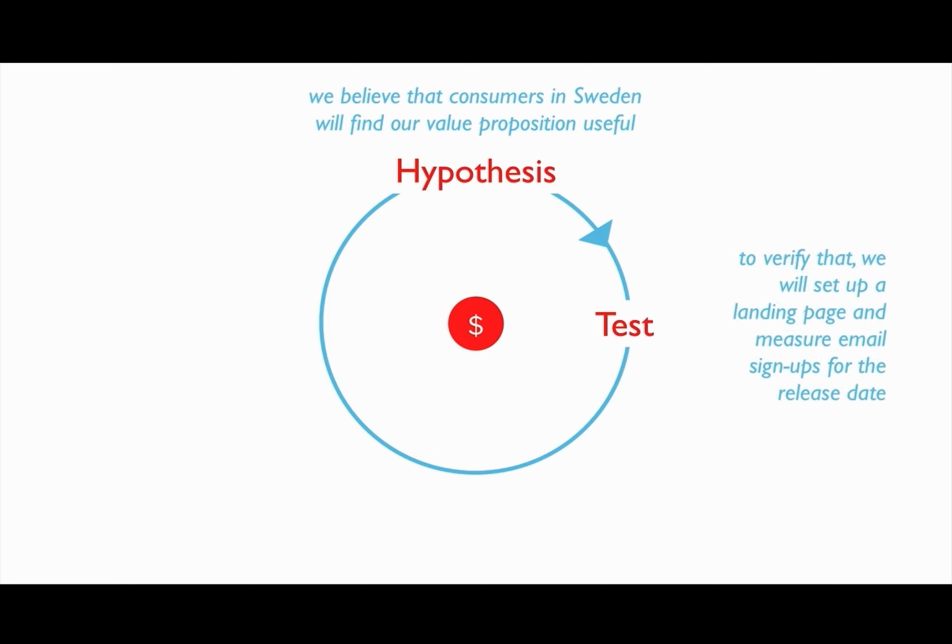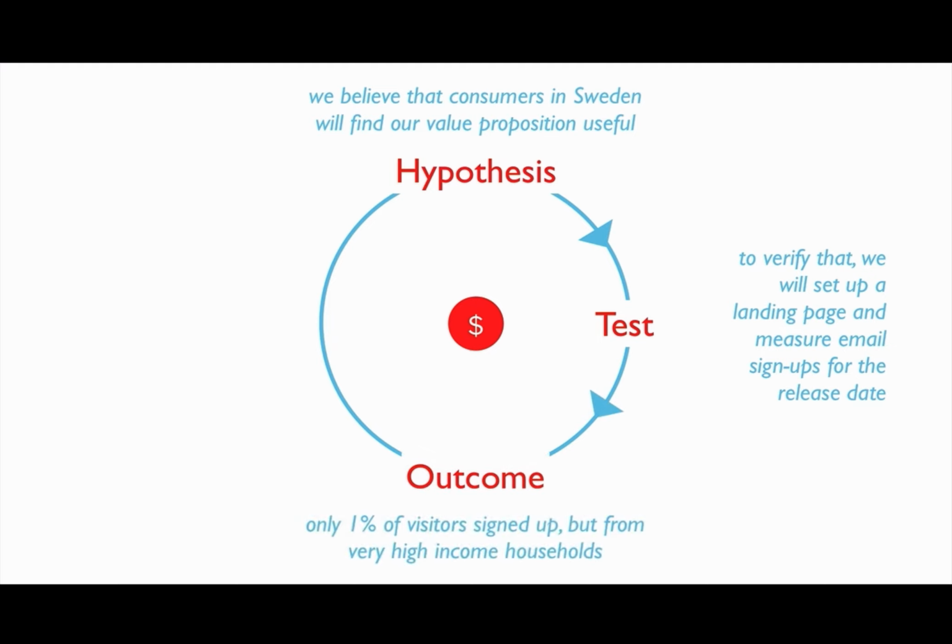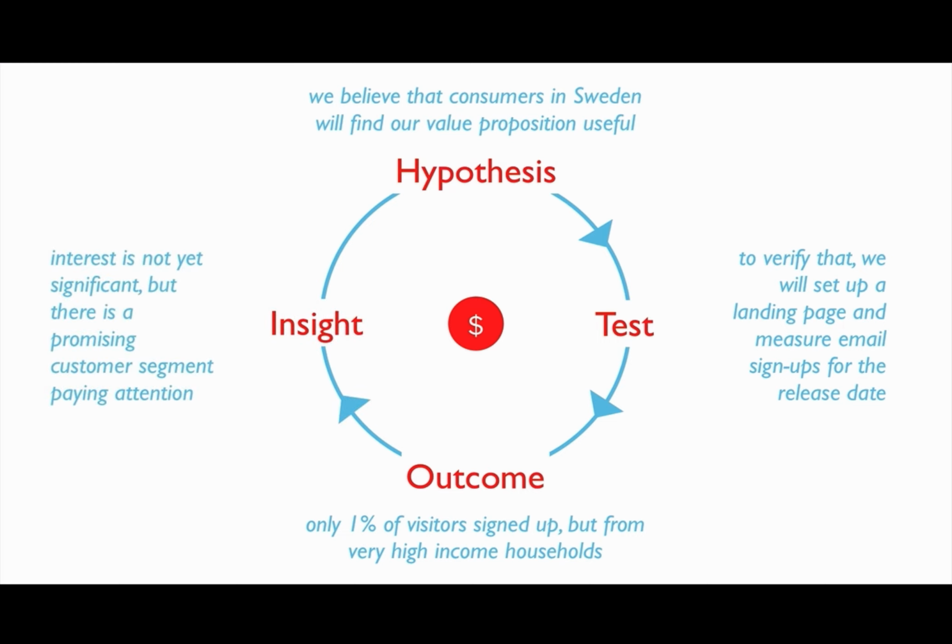We might want to verify that by setting up a landing page and measuring how many people sign up for the release date. And we'll have an outcome. There will be results. So here we might discover that only 1% of visitors actually signed up. But you know what? From very high income households. So that will give us certain insights. And the insight here might be, the interest is not very significant, but there's a promising customer segment paying attention.